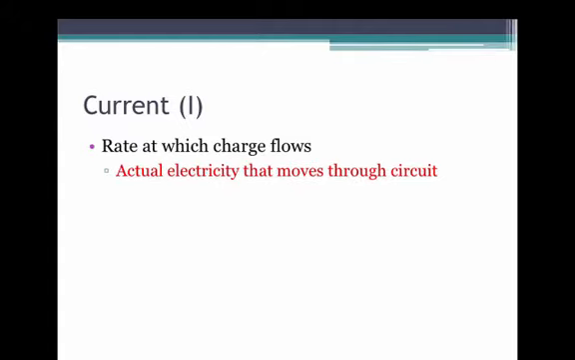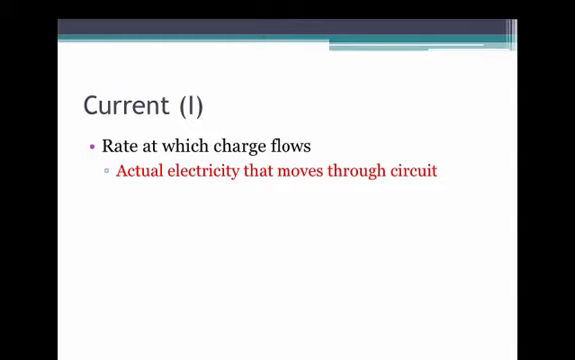So to begin with, let's talk about current, which is given by the symbol uppercase I. Current is defined as the rate at which charge flows. And now, remember that whole term rate. Rate means something over time. And when we learn electrostatics, we use the letter Q for charge. And then this is the actual electricity that's moving through the circuit.